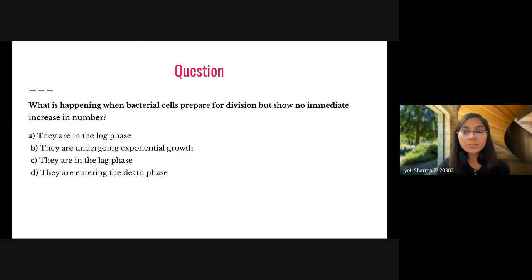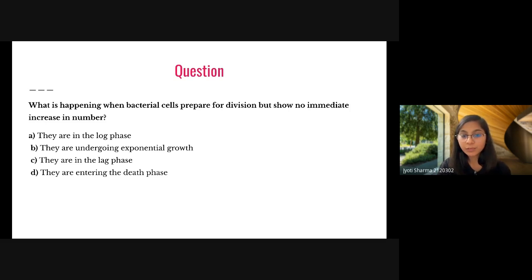Okay, the next question is, what is happening when bacterial cells prepare for division but show no immediate increase in number? Again, you have to tell me the phase, you have to guess the phase when bacteria prepare for division but don't divide. My four options are: they are in the log phase, they are undergoing exponential growth, they are in lag phase, and they are entering the death phase.